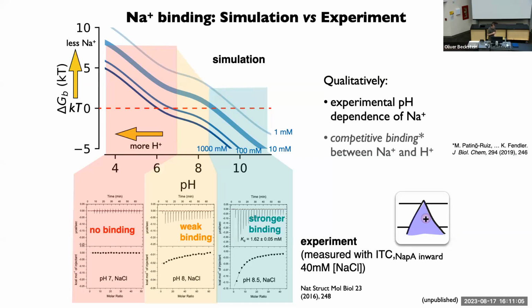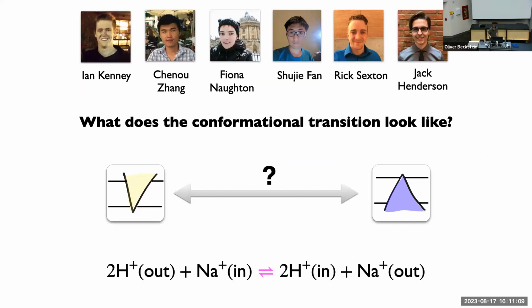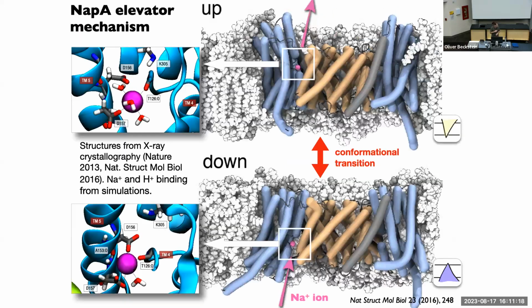So qualitatively, that gives the right answer. So that is encouraging. But now, what does this conformational transition look like? As I said, there we just got a little bit lucky, because all we really had are these two structures and a reasonable hypothesis of where the protons go.